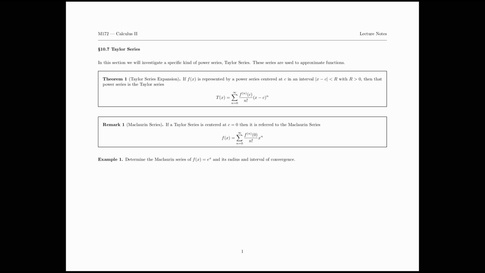Okay, so what we're going to do is take a look at where this formula comes from, why it has factorials in it, and all that stuff. We're going to focus on this statement right here: if f is represented by a power series centered at c. What does this mean exactly?